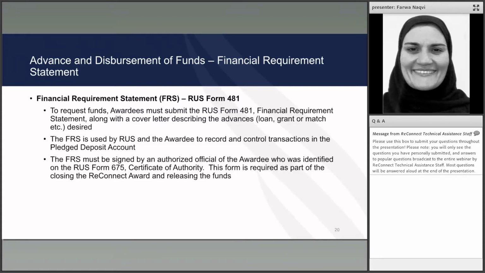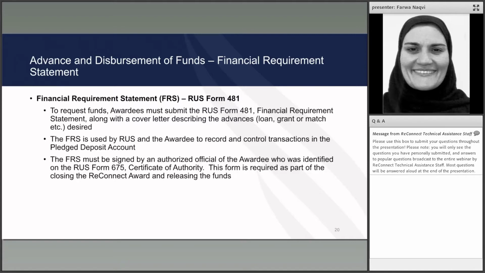Now that I've covered all the different items that can be requested on the FRS, let's dive into how the actual process works. However, before I start, I would like to mention that the funds advance process cannot start until an awardee gets a notification letter that ReConnect award funds have been released for their respective award.